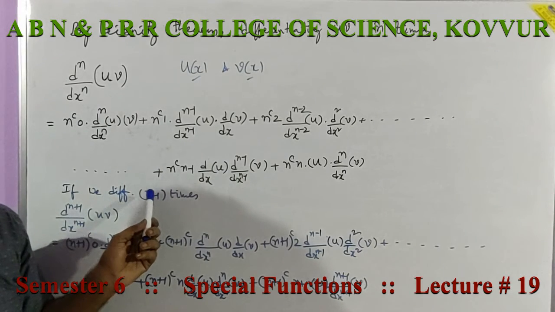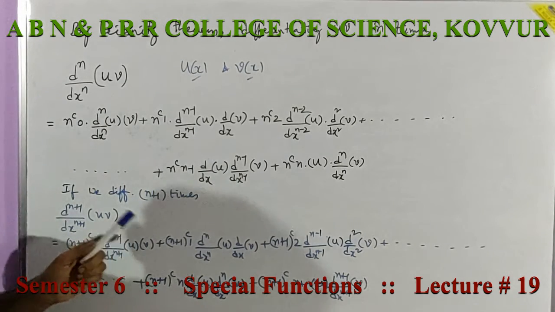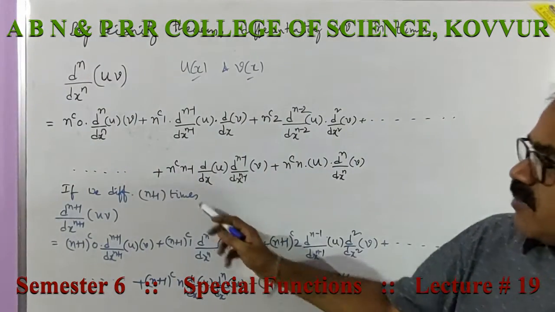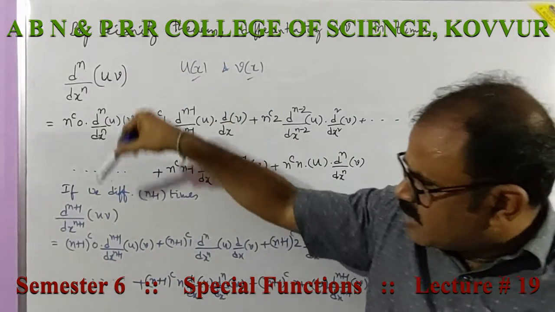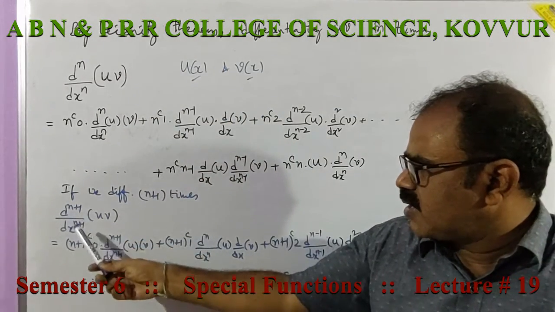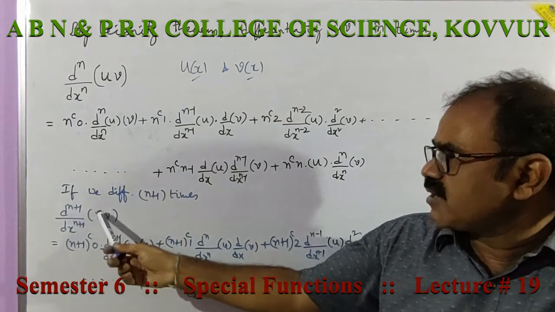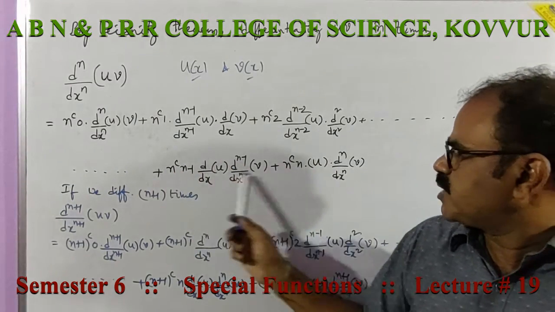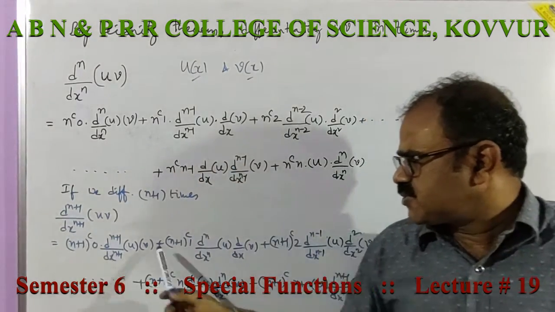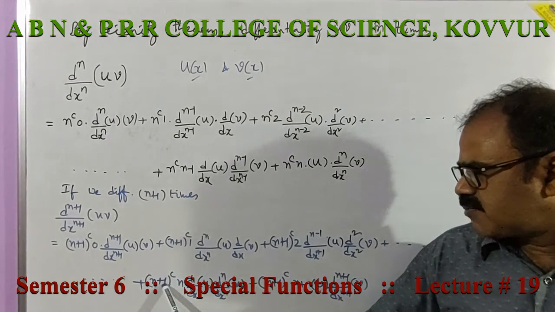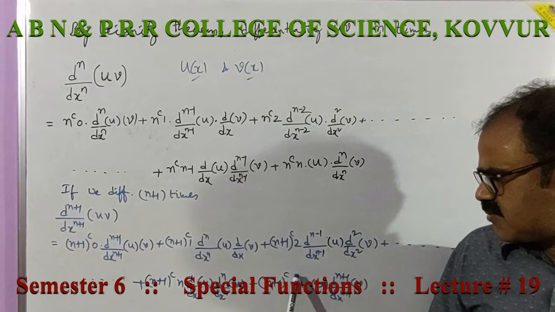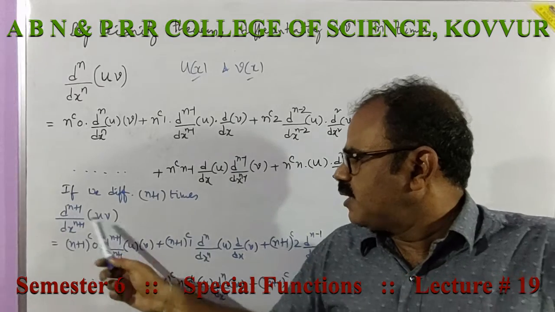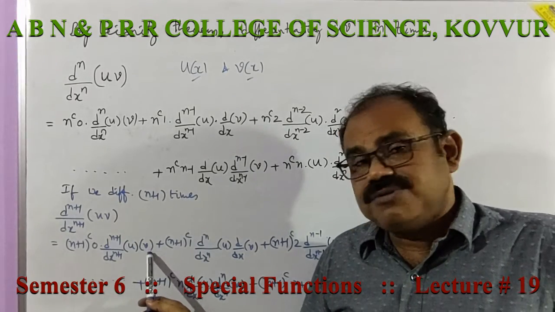This is the formula. In the same way, differentiating with respect to x n plus 1 times. If you apply the same for n plus 1 times, what you get is d power n plus 1 by dx power n plus 1 of u into v is, likewise, n plus 1 C0, n plus 1 C1, n plus 1 C2, up to n plus 1 Cn plus 1. So, n plus 1 C0, n plus 1th derivative of first function, no derivative for second.